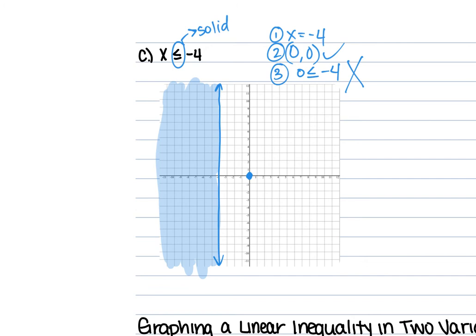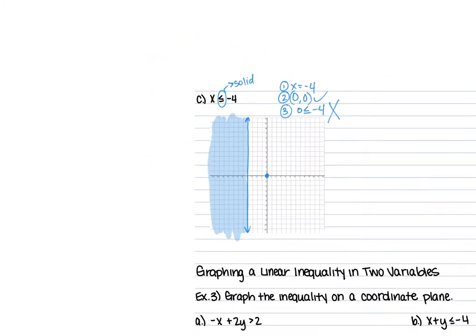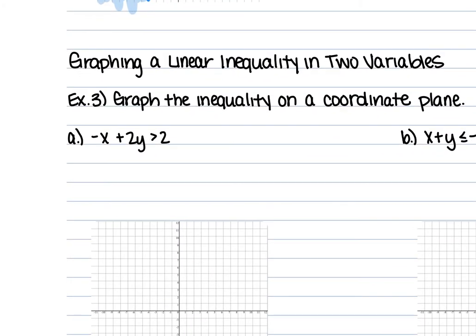If it doesn't work, like this example, we don't shade it, so we shade the other side. If it did work, we will shade. Did we get it now? A little bit? Okay, let's try more harder ones.